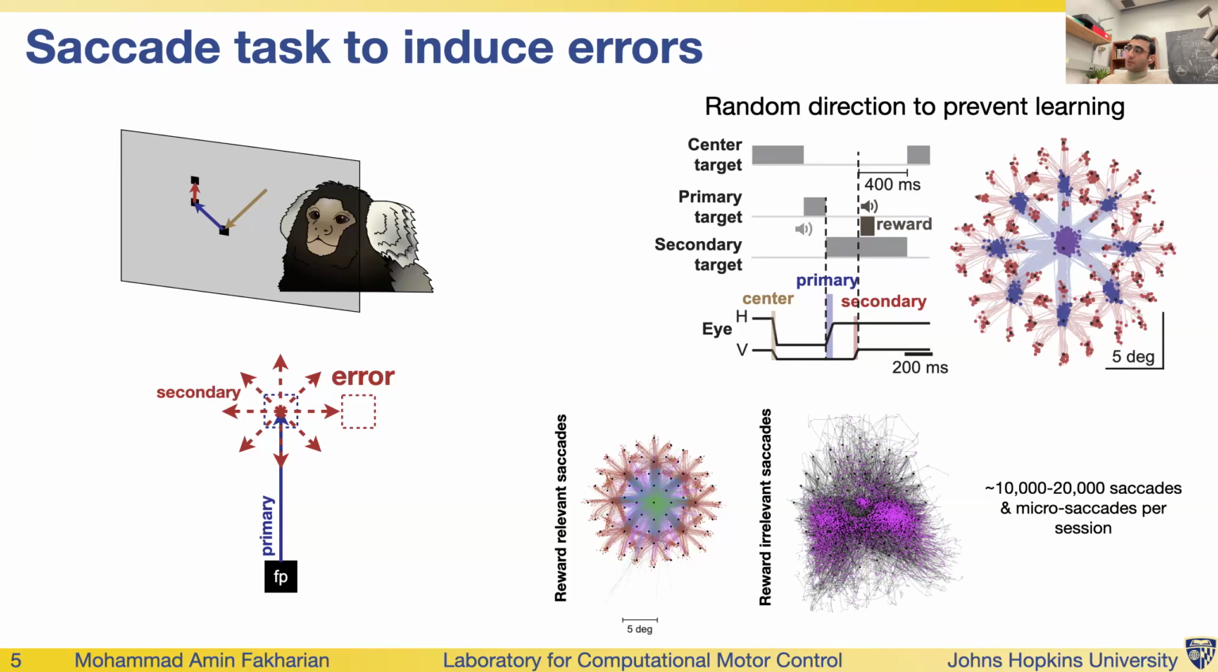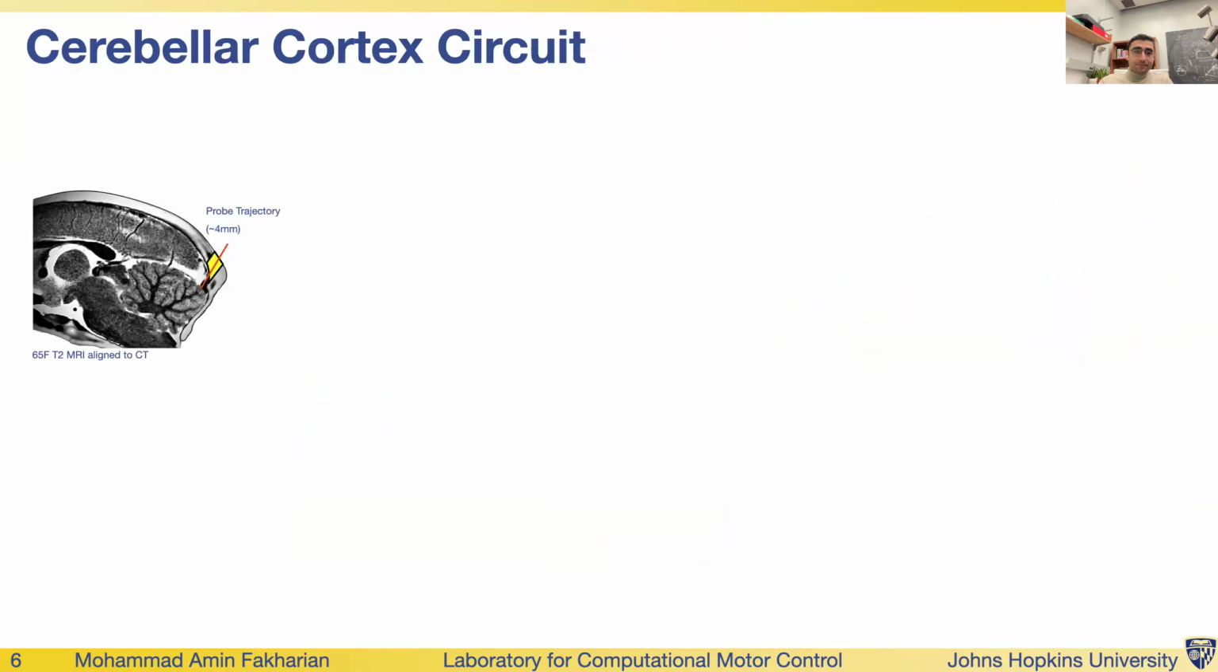So in each day, using modified deep neural networks developed by Ziad Hafed Lab, you and I, we're able to record 10 to 20,000 saccades and microsaccades per session for these animals.